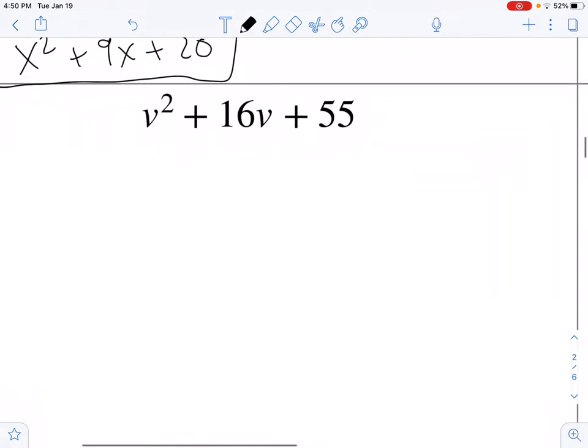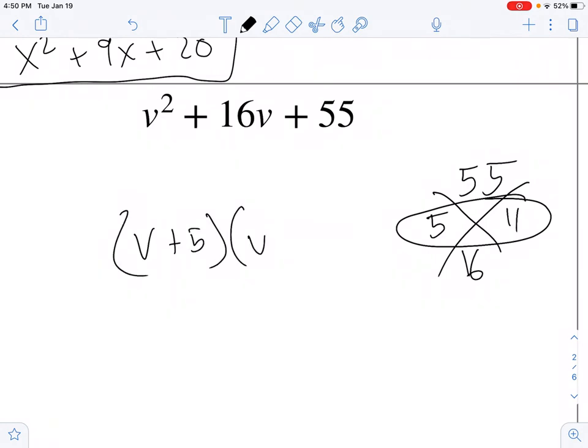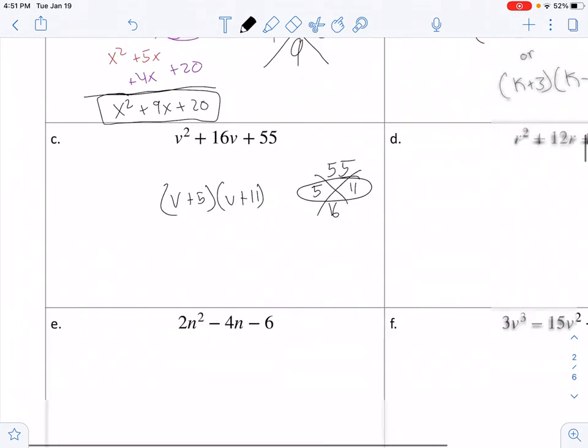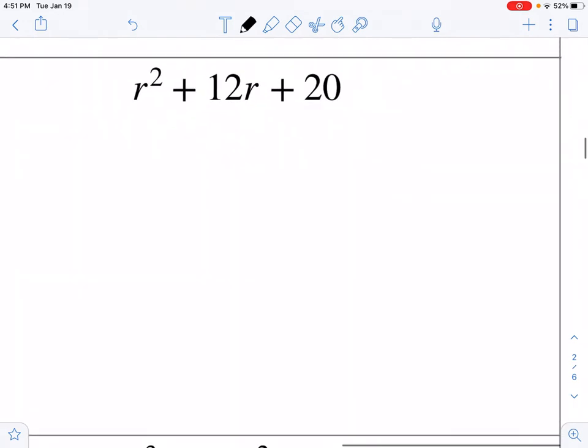All right. Here's kind of a larger one. We have 55 and 16. But that doesn't throw you off too much. You probably figured out it was just 5 times 11. Those are the two numbers we use. So we're saying v plus 5, v plus 11. And if you needed to make a table, you could make your table. If you needed to use the chart, you could use the chart. See how quickly this goes after you fill out your x factor.